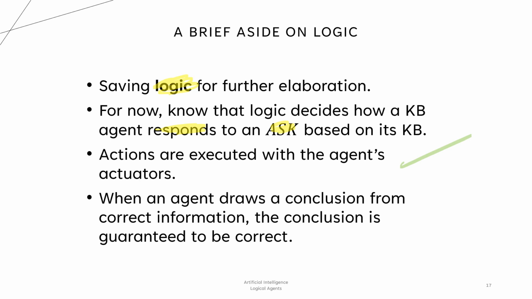And as a small side note, when an agent draws a conclusion from correct information, that conclusion is guaranteed to be correct. So we're not talking about irrational agents like humans. We're just talking in this context that when an agent draws a conclusion from correct information, the conclusion is guaranteed to be correct. And it's also probably worth noting that in this chapter, most of the agents or scenarios that we're working with, there's not a chance of receiving faulty or incorrect information.